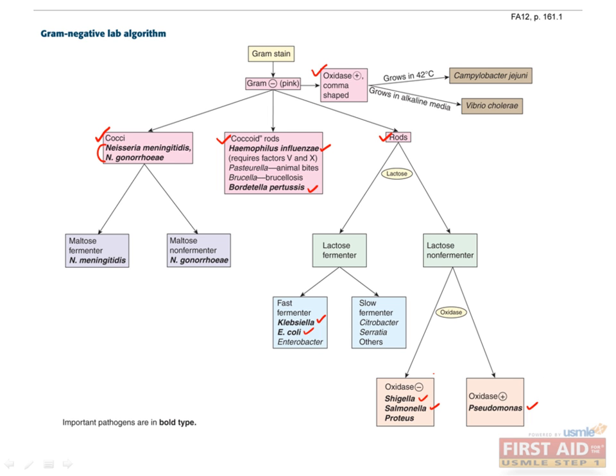MacConkey's agar will distinguish Klebsiella and E. coli from Shigella, Salmonella, and Pseudomonas. Then, to figure out whether you are dealing with Pseudomonas, you can check if the organism is oxidase positive. Finally, there are only two comma-shaped organisms to know: Vibrio cholerae and Campylobacter. Remember the buzzword comma-shaped, as it is often used on the boards and immediately tells you that you're dealing with cholerae and Campylobacter.